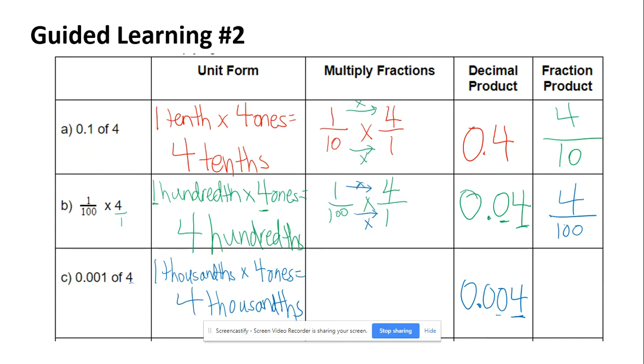Now let's multiply. 1 thousandth can be written as 1 over 1,000, and 4 can be rewritten as 4 over 1. Let's multiply. 1 times 4 is 4. 1,000 times 1 is 1,000. So 4 thousandths is the same as 4 over 1,000.